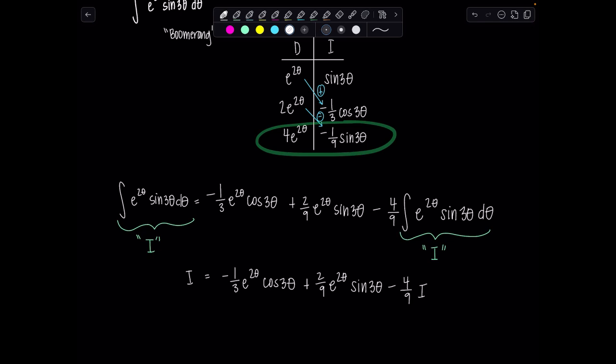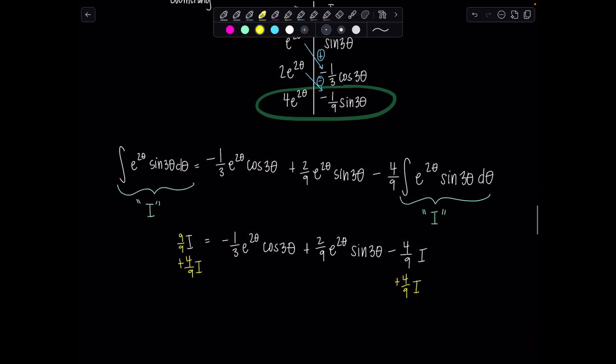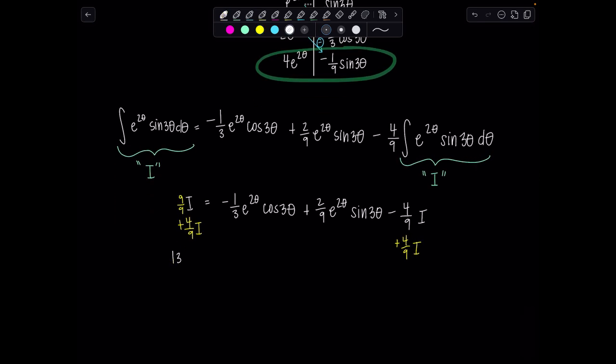Now, if I told you, hey, solve for I, get it all by itself, what would you do? Hopefully you say, I would add 4/9 I to both sides. Yes, add 4/9 I. Right now I have 1I plus 4/9I. This is 9/9I plus 4/9I. That's 13/9I equals negative 1/3 e to the 2 theta cosine 3 theta plus 2/9 e to the 2 theta sine 3 theta. I still need to get I by itself, so multiply everybody by, that's it, the reciprocal, 9/13.